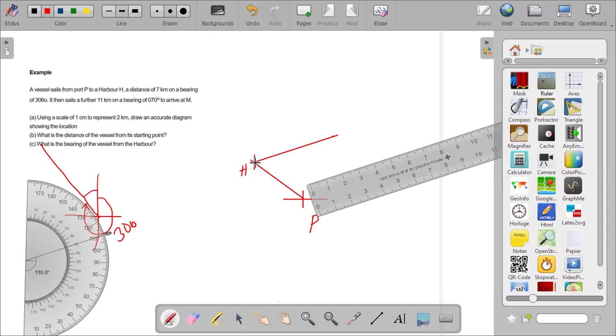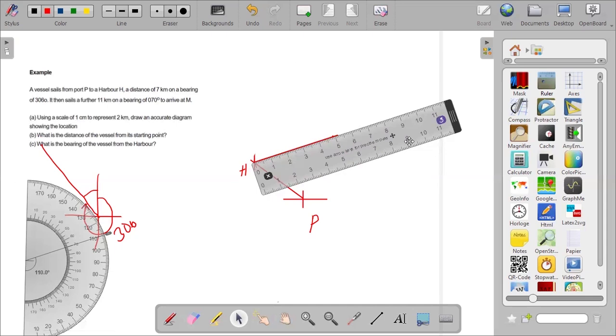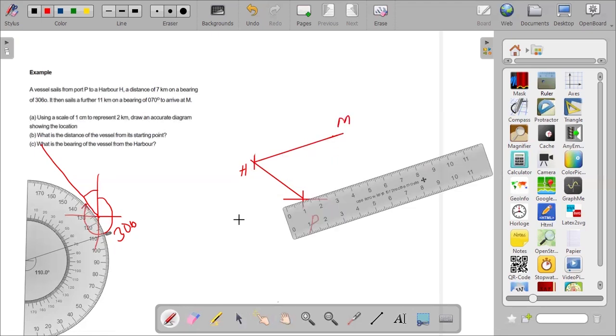Then they say the distance from harbor H to this very point is 11 kilometers. Based on the scale, 1 centimeter is 2 kilometers. So 11 kilometers will be 5.5 centimeters. We measure from this harbor H on this line, 5.5, anywhere 5.5 ends. That gives us the final destination of the vessel, which is point M, 5.5 right there. And finally, we need to connect this point M to the starting point, which is point P.